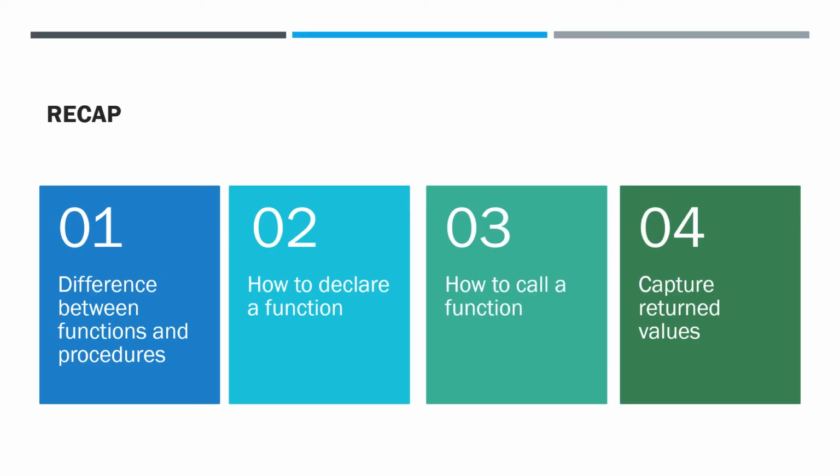So to recap, you should now know the difference between a function and a procedure. You should know how to declare a function and how to call the function from the main program. And in both declaring and calling the function, you must make sure that you're returning a value and capturing the returned value. That's what makes it a function.